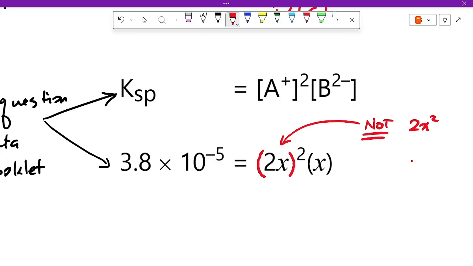Okay? So we will end up with then 4, since we're squaring the 2, and then x squared times x, which is x cubed, 4x cubed.